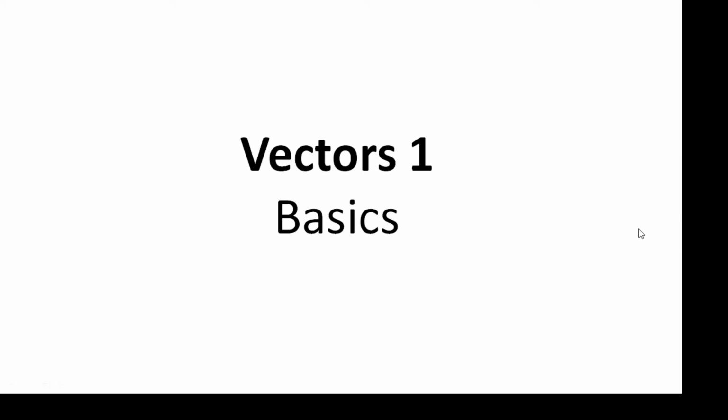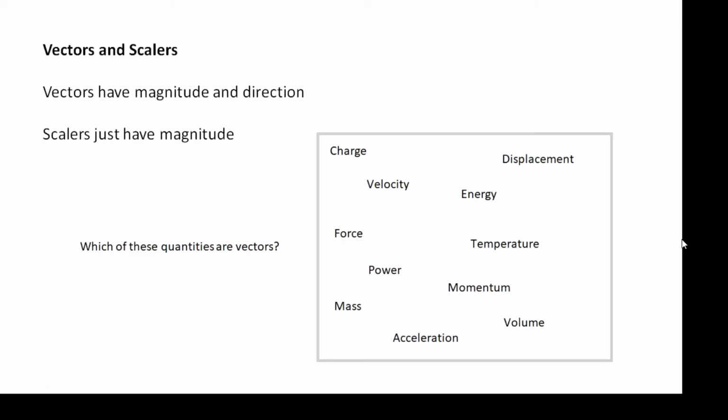Vectors. This is my first video about vectors and just some fundamental ideas. So there's two types of quantities. We have vector quantities and scalar quantities. Vectors have magnitude and direction. Scalars just have magnitude.